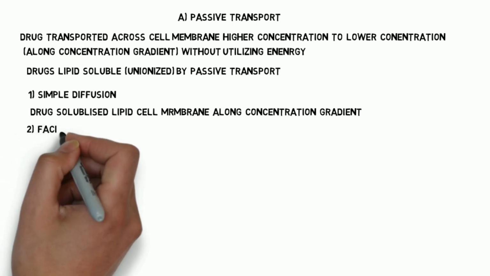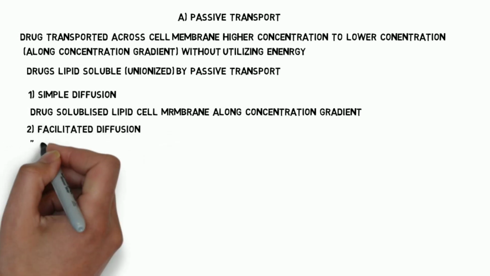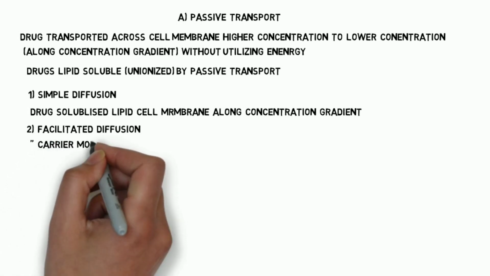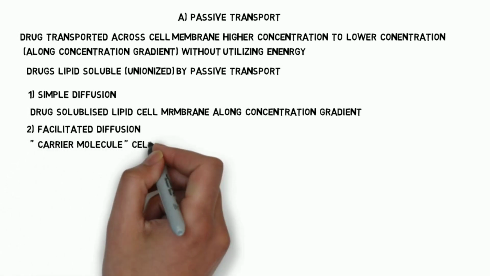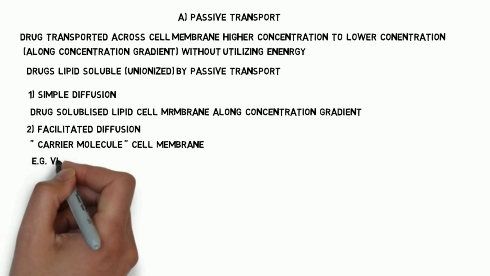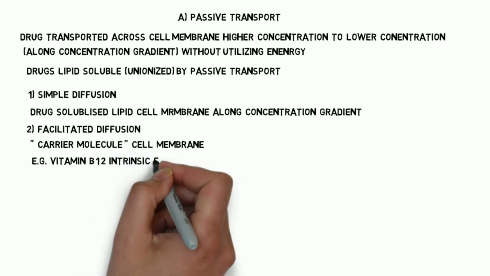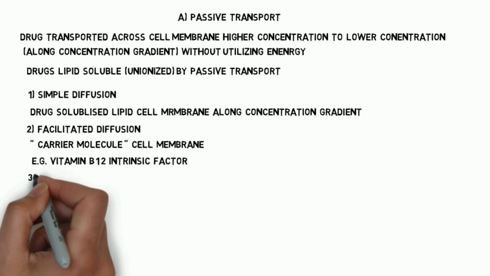Second, facilitated diffusion. In facilitated diffusion, the drug binds with a carrier molecule which is present in the cell membrane and gets transported. For example, absorption of vitamin B12 by intrinsic factor which is present in the gastric juice.